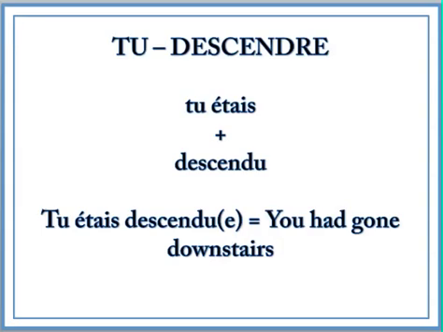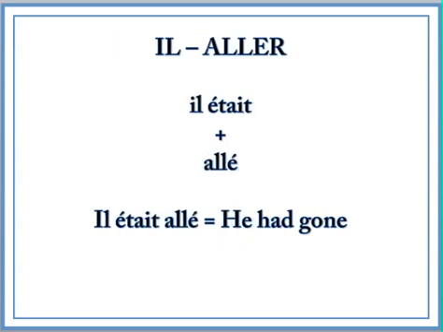And how about tu and the infinitive descendre? Tu étais, that's our helping verb. Tu étais descendu, past participle of descendre. Tu étais descendu, you had gone downstairs. So just like tu étais monté meant that you had gone upstairs, tu étais descendu means that you had gone downstairs. So that's kind of practical to know.